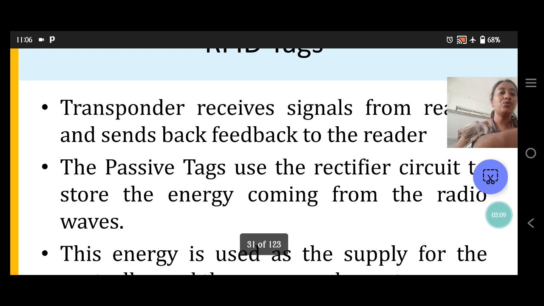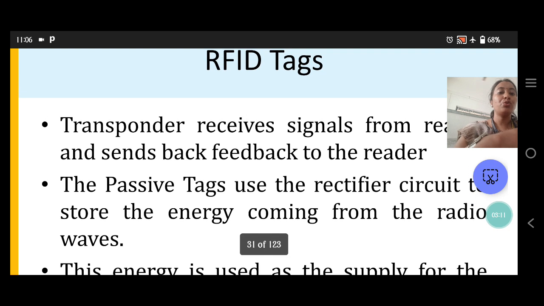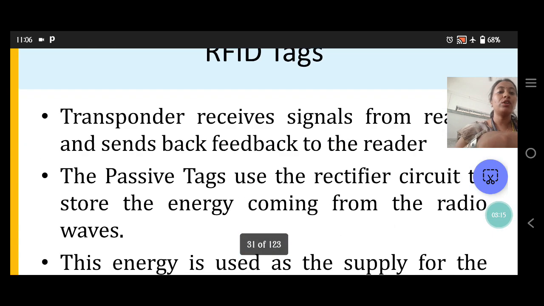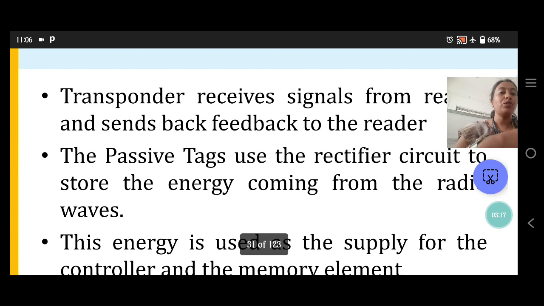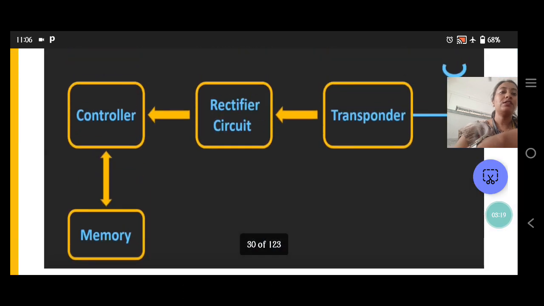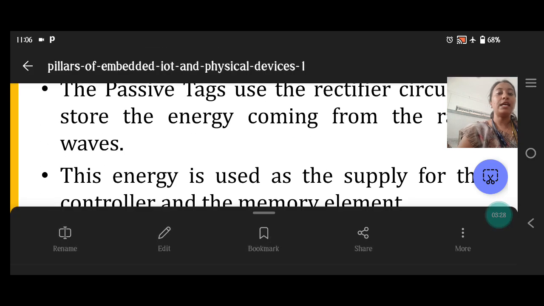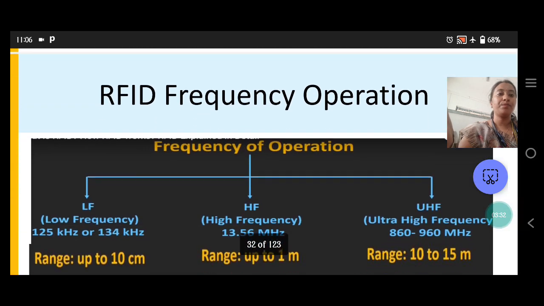The passive tag uses a rectifier circuit to store the energy coming from the radio waves. The rectifier circuit takes the signals, converts them, and sends them on. This energy is used to supply power to the controller and the memory element.